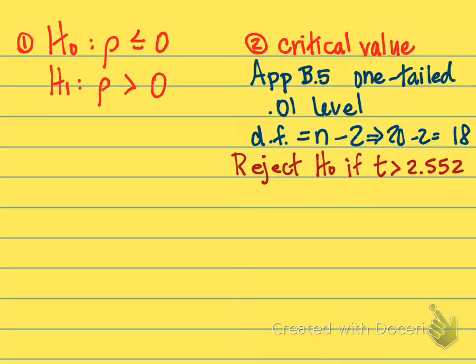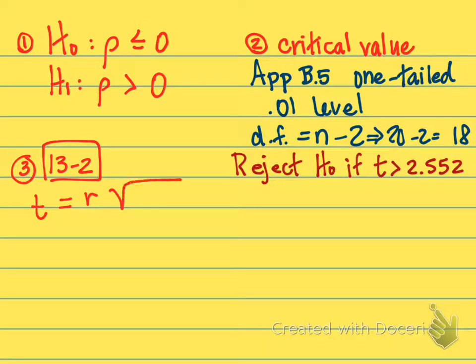So now we're going to use formula step 3. We're going to now be using formula 13.2 from the text, where we find our t-value, and it's r times the square root of n minus 2 divided by the square root of 1 minus r squared. So this is the formula that I'm going to use now to calculate the t-value for this problem.